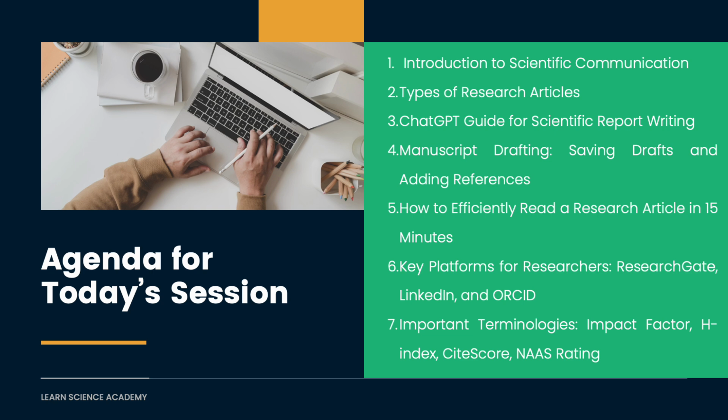Number 2 is types of research articles. Next, we will explore the various types of research articles commonly published in scientific journals. Understanding these types will help you choose the appropriate format for your own research findings.